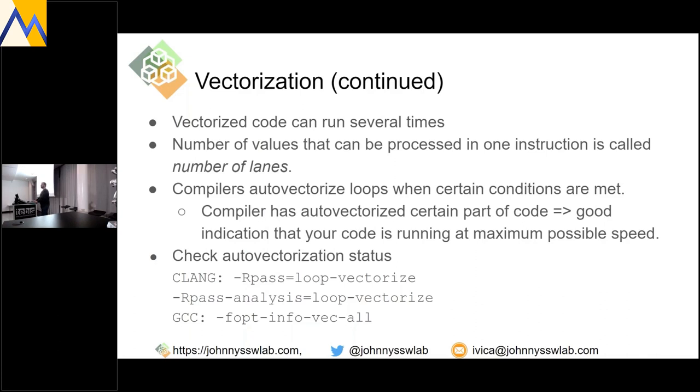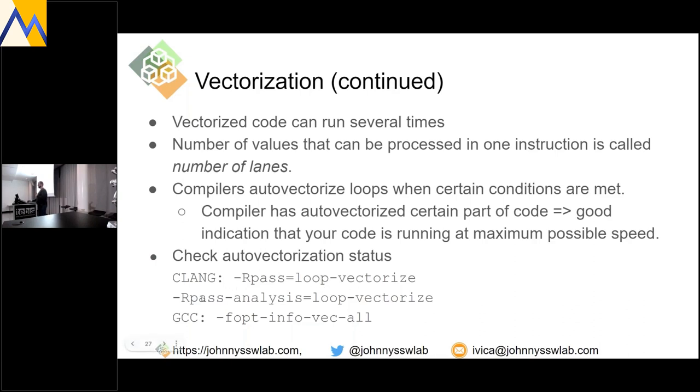Vectorized code runs several times faster. The number of values that you can process in one instruction is called the number of lanes. Imagine a highway with four lanes, and you can have four parallel cars running on it. This is the image you should have in your head. Now the compilers, when the correct compiler flags are given, like optimization level 3 and maybe some other flags, can automatically optimize certain types of loops, but not everything. You can check if the compiler has vectorized your loop.